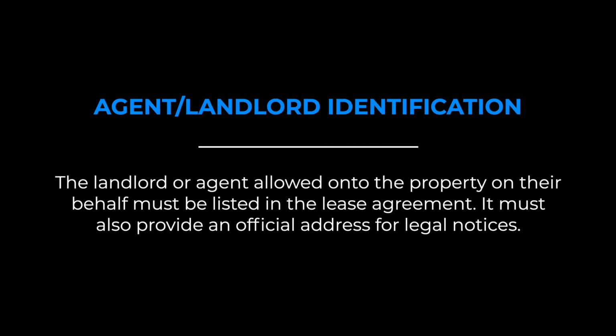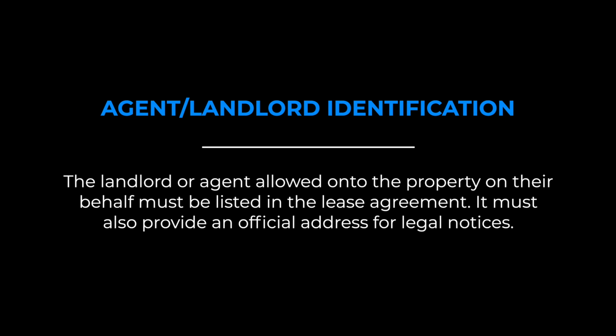Next, let's take a look at the required disclosures. In Tennessee, there are 3 disclosures that the landlord is required to provide to the tenant as part of the lease agreement. Agent-landlord identification. The landlord or agent allowed onto the property on their behalf must be listed in the lease agreement. It must also provide an official address for legal notices.